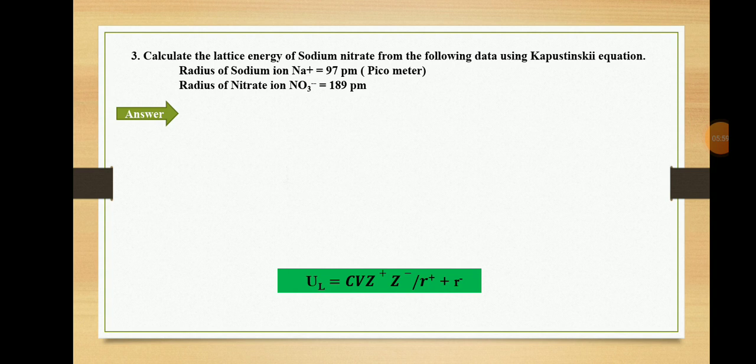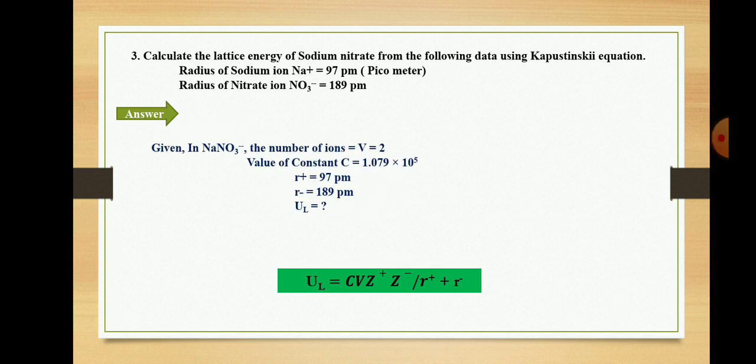So students, before that, in sodium nitrate the number of ions is V, that is 2. So Na plus is 1 and NO3 minus is 1, so it is 1 plus 1, 2. So V value is 2. The value of the constant is also given in your exam. So constant C is equal to 1.079 into 10 to the power 5. The value of R plus, that is Na plus, is 97 picometer. R minus for NO3 minus is equal to 189 picometer. We have to find out the lattice energy.